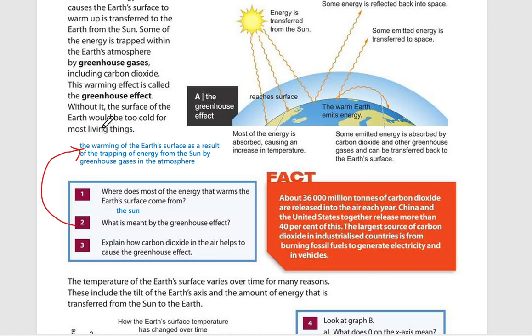Explain how carbon dioxide in the air helps to cause the greenhouse effect. I'll give you 30 seconds to find the answer. Okay, so to answer question 3, explain how carbon dioxide in the air helps to cause the greenhouse effect. So carbon dioxide is a greenhouse gas. So what do greenhouse gases do? They absorb some of the energy emitted by, where? Emitted by the earth.